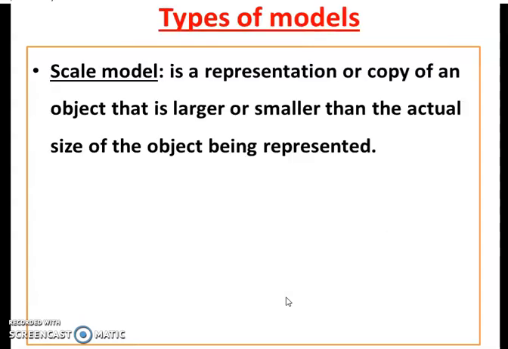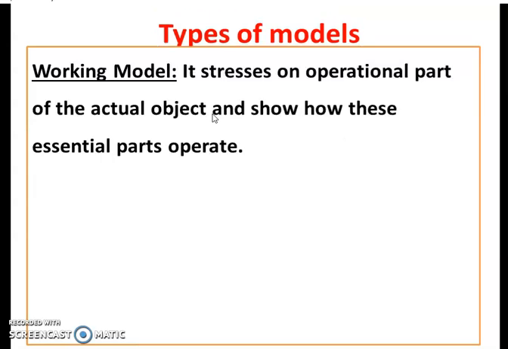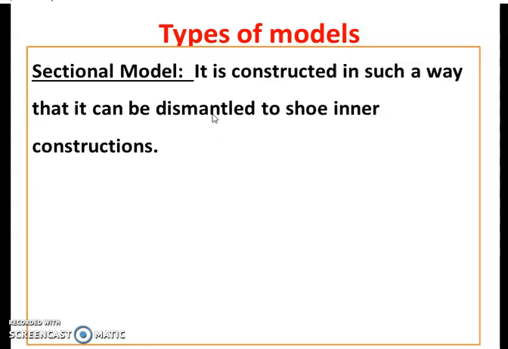And if you have to look at the types of models, the first type is the scale model, which is a representation or a copy of an object that is larger or smaller than the actual size of the object being represented, like that of a water power turbine. Second is a working model. It stresses the operational part of the actual topic or object and shows how these essential parts operate, because such models are in working condition, so they work and show you how they function. An example could be a motor.